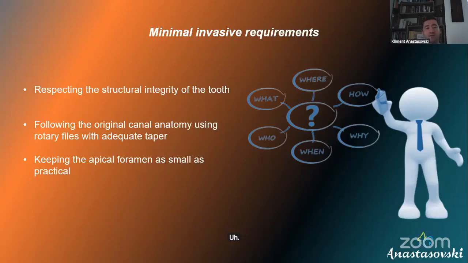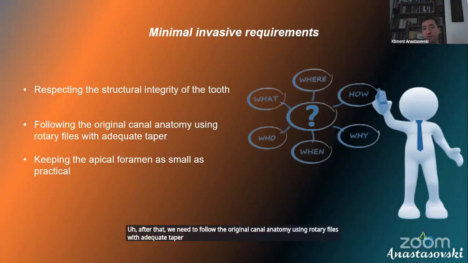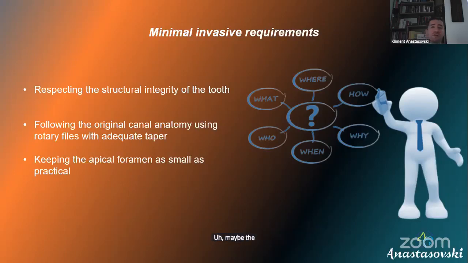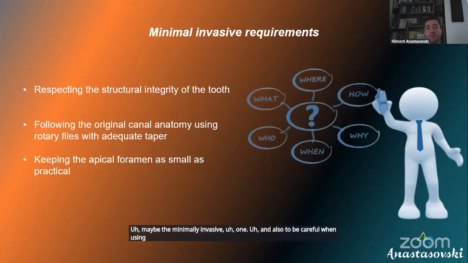After that, we need to follow the original canal anatomy using rotary files with adequate taper, meaning that we do not go above 0.6 taper, and maybe choose the 4% taper as the most adequate and maybe the more minimally invasive one. And also to be careful when using the orifice opener files, where, in my opinion, we do not need to be using them.